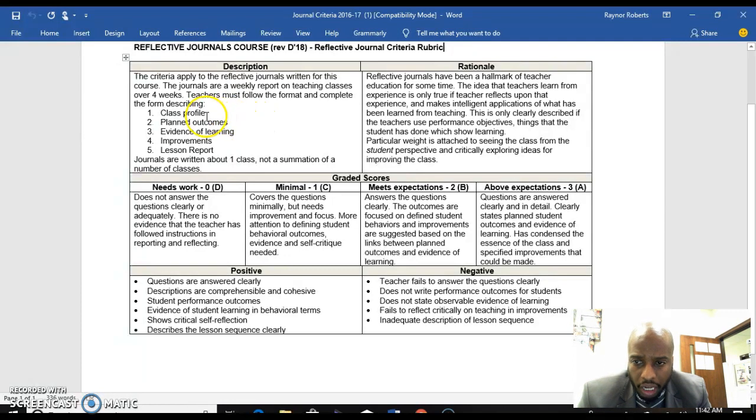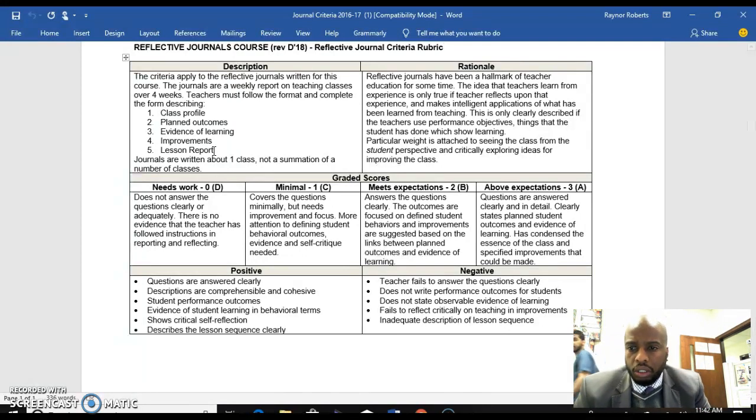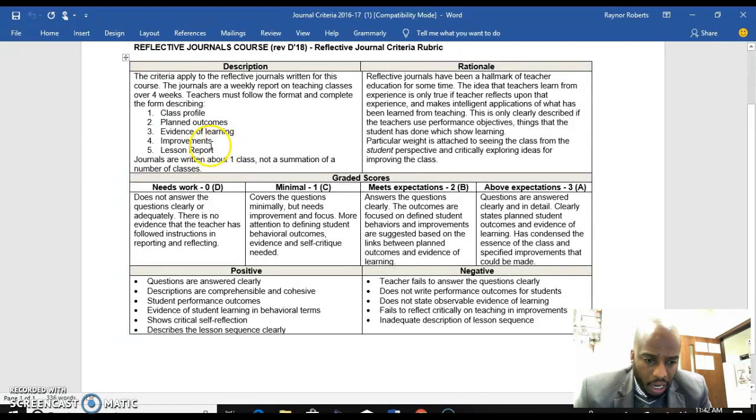You're going to have one slide for class profile, one slide for planned outcomes, one slide for evidence of learning, one slide for improvements, and one slide for lesson reports. So hopefully everyone understands that the lesson report should be a summary, not the lesson plan, but a summary of what happened. So you have a total of 5 slides. That may be a little bit different from what I said last Saturday. So you will do a lesson report.